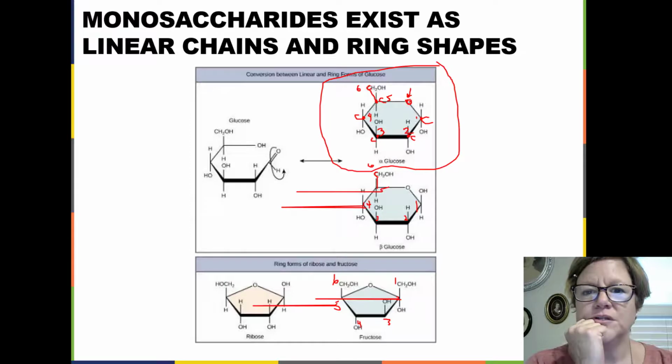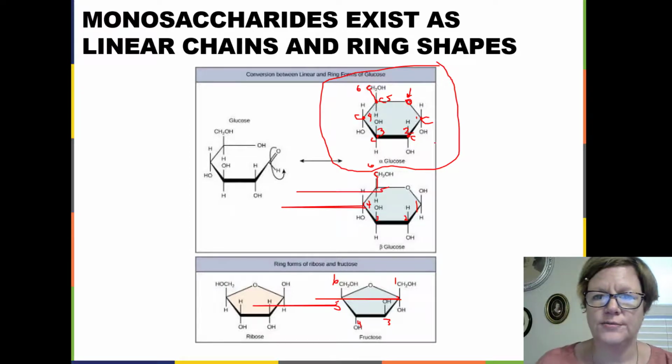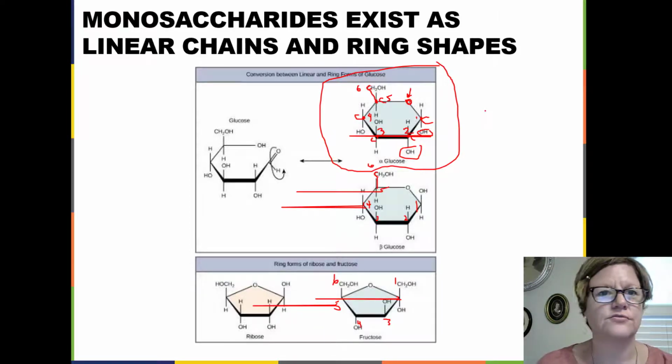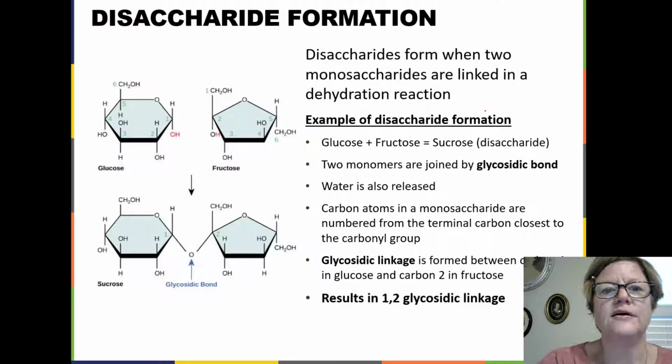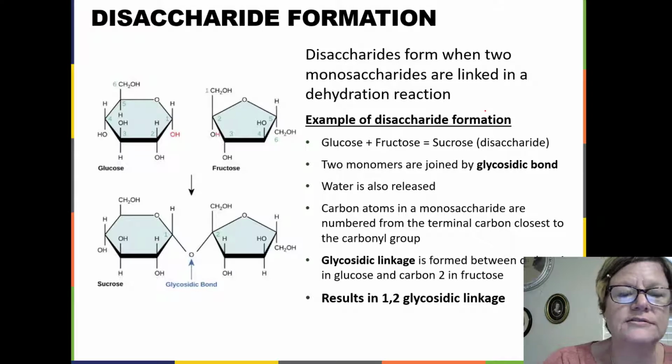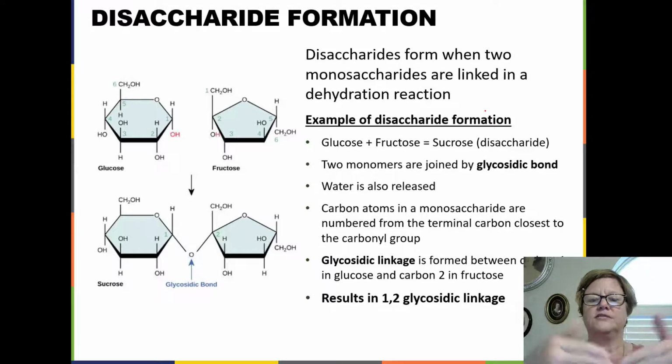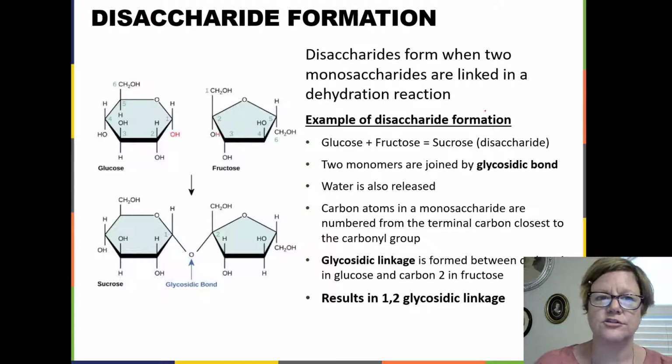And what you'll notice about the ring structure of glucose is that each of the carbons has a hydroxyl group attached to it. You can see the hydroxyl group. Now, the 5th carbon does not, but all the other carbons have a hydroxyl group. So that's a very important characteristic of glucose, because those hydroxyl groups are going to be important for interacting with other glucose or other sugar molecules for that dehydration synthesis reaction.